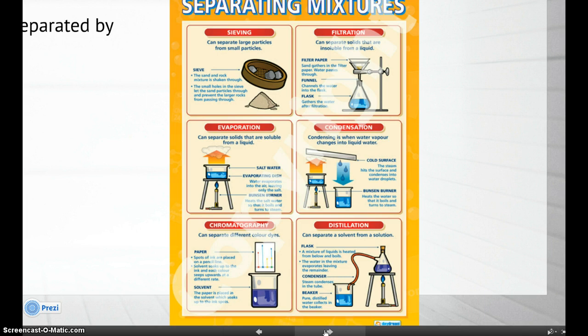And then distillation is when you can get a solvent from a solution. So same idea as evaporation and condensation. You are just combining those two processes so that you can get the two different substances or three different substances separated.